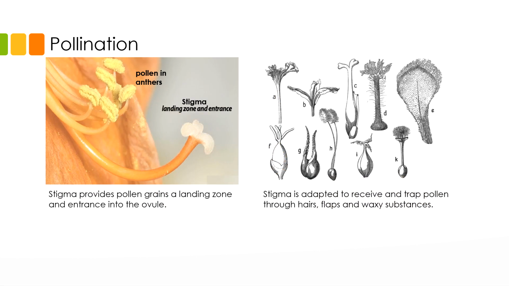During pollination, the stigma of a flower provides pollen grains a landing zone and entrance into the ovule. To be efficient in this role, the stigma has evolved structures and chemical components that are adapted to receive and trap pollen. The illustrations on the right show you examples of these structures across different plant species. These are the structures that look like hairs, just like what you have here, flaps like this one, and also tentacles. Again, these structures serve one important purpose, and that is to capture and trap the pollen.